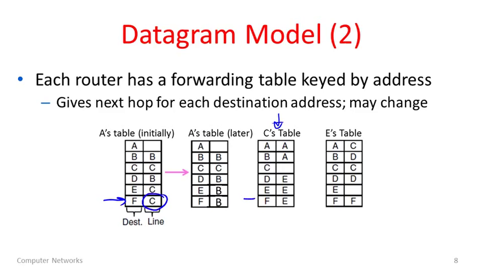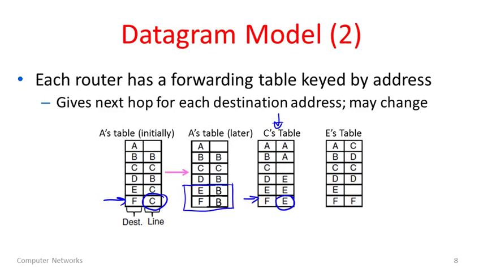C would similarly see the packet's trying to go to F, look it up, see that it's meant to send it to E, and so on. It would get through the network. At some later time, A's table might change. You can see here that for some reason, routes towards the destinations E and F have changed. They're now forwarded onwards to the next hop of B rather than C.